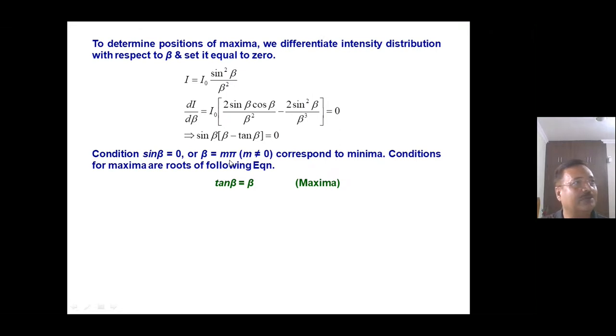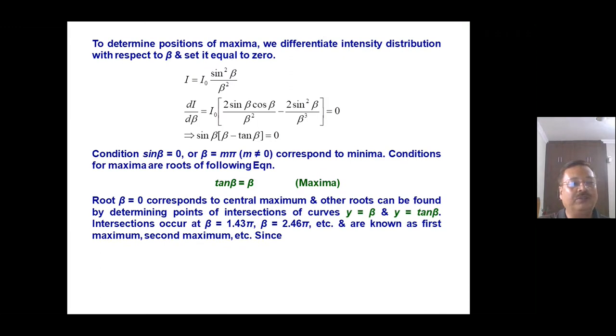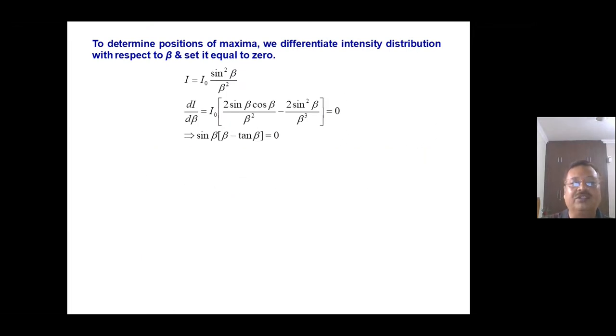This condition corresponds to the minima, which we have just dealt with. Another condition is tan beta equal to beta, that's the maxima. The roots of beta equal to 0 will correspond to the central maxima, and other roots can be found by determining the points of intersection of the curve y equal to beta and y equal to tan beta. This is what is drawn here.